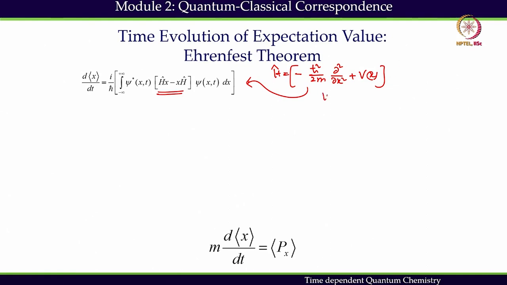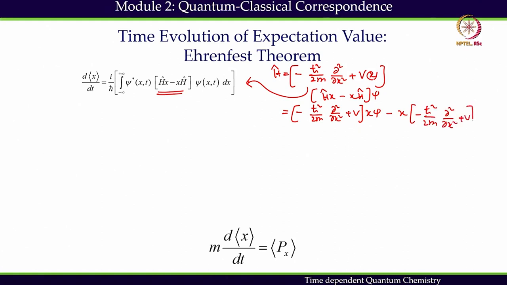So for that, what I need to do is that h x minus x h, acting on psi, equals minus h cut square by 2m plus v, x psi, minus x times minus h cut square by 2m plus v, psi. So we can write down this part.